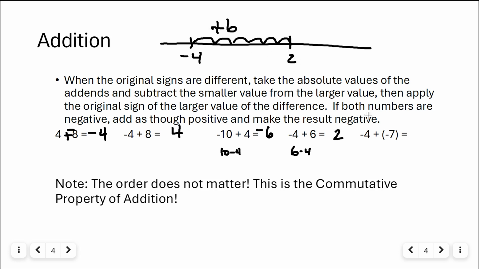Okay, -4 plus 6. All right, and then -4 plus -7, well, the signs are the same. So since the signs are the same, I add the numbers. I get 11 and take the sign, -11.